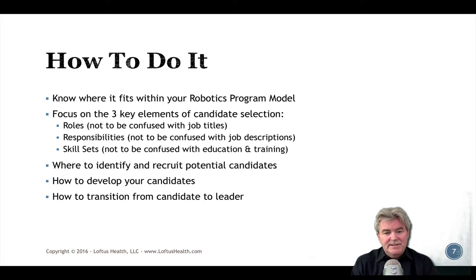Responsibilities, also not to be confused with job descriptions. People do things all the time that are not in their job descriptions, and you're going to find that on the robotics program. You may have to move people around in terms of what their responsibilities are, but they may not necessarily align with what their job descriptions are. And then skill sets, not to be confused with education and training. It's not that education and training is not a piece of the skill set. It's just that sometimes people bring things to the table that aren't necessarily related to any type of education and training, and it's purely experience that they're bringing to the table. And you have to understand that that's an important asset to have as part of your program.